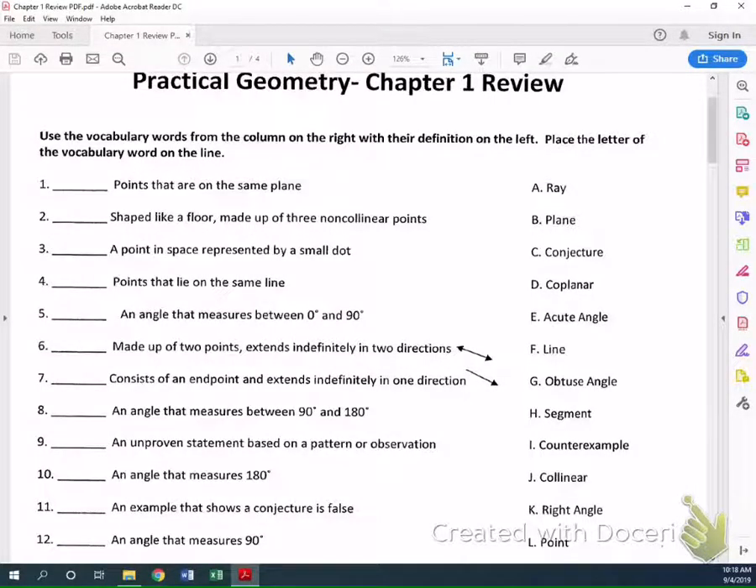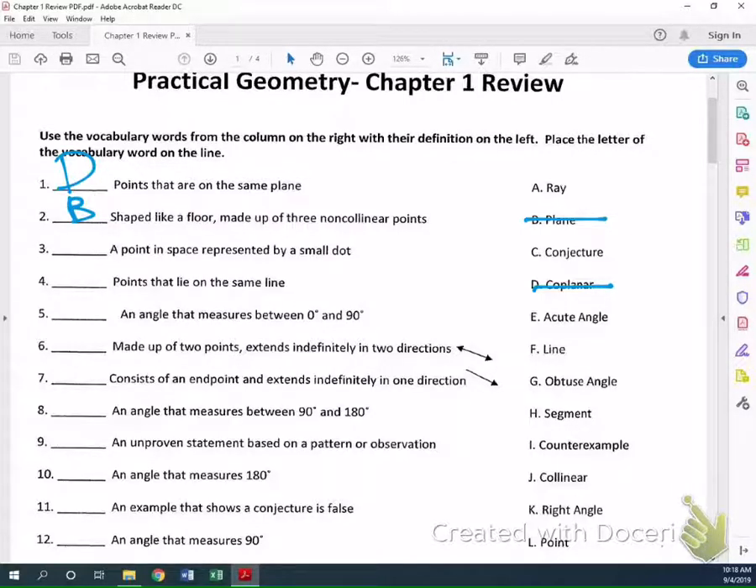All right, so number 1 says points that lie on the same plane. What are those called? Coplanar. Good. Number 2, it's shaped like a floor made of 3 non-collinear points. That is a plane. Good. A plane is a flat surface like a floor.